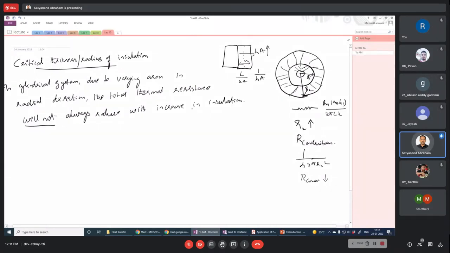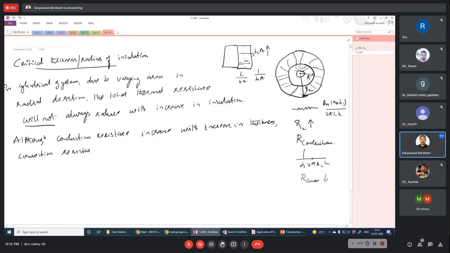Then what is actually happening is what we are going to see. Although the conduction resistance increases with increase in thickness, the convection resistance decreases due to increase in outer surface area for convection.